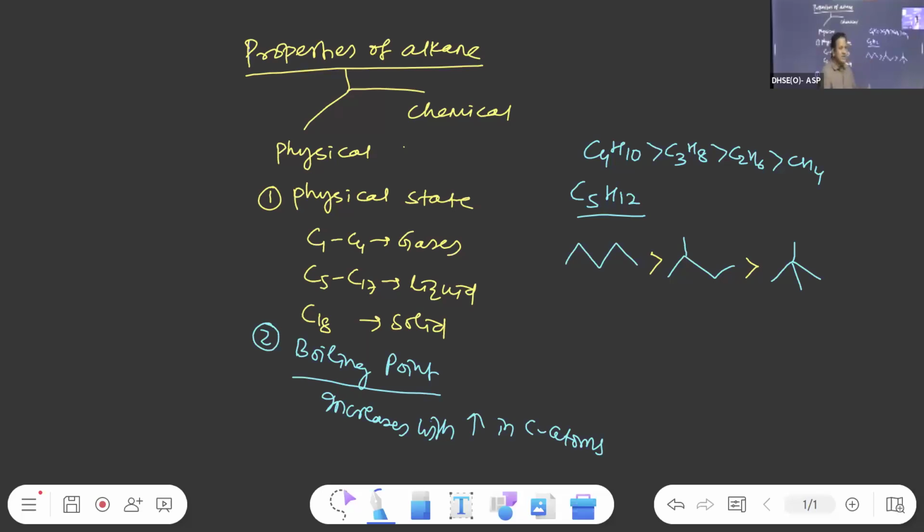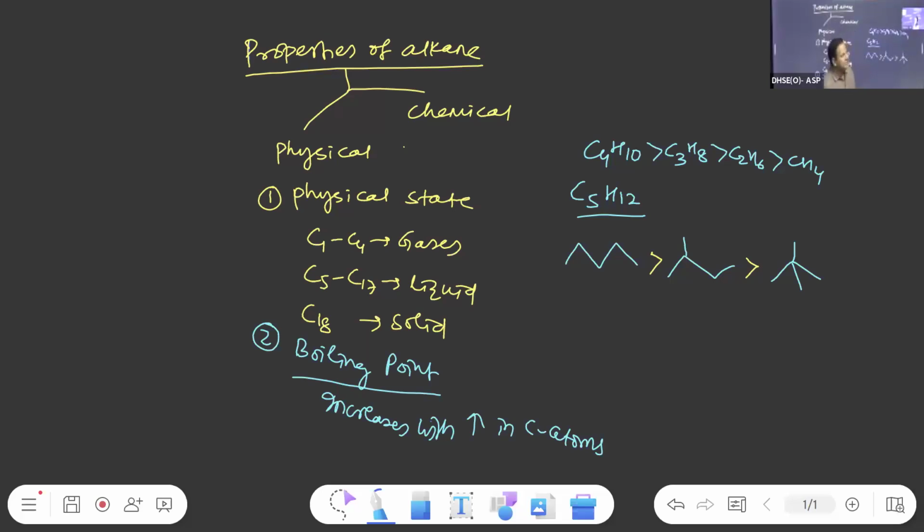When branching increases, the molecule becomes spherical. Since the molecule becomes spherical, surface area decreases; in geometry, a sphere is the shape which has the least surface area. If the surface area decreases, the Van der Waals force of attraction decreases. And if the Van der Waals force of attraction decreases, the boiling point decreases. Note this quickly.